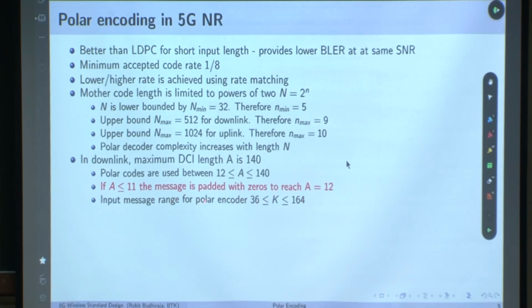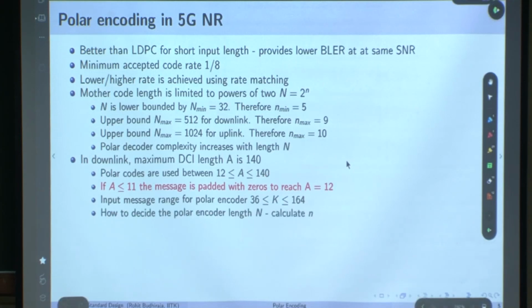The input message range for the polar encoder is between K... A is 12 to 140. What is this K? You add a 24-bit CRC to that. So the K length is between 36 and 164. Fine? So that's the K.